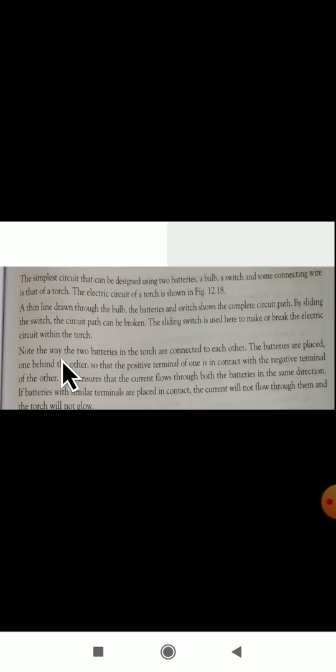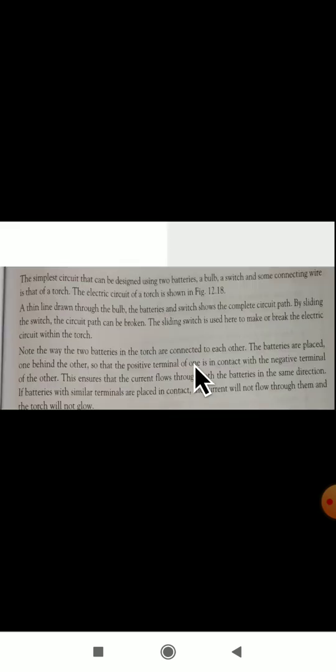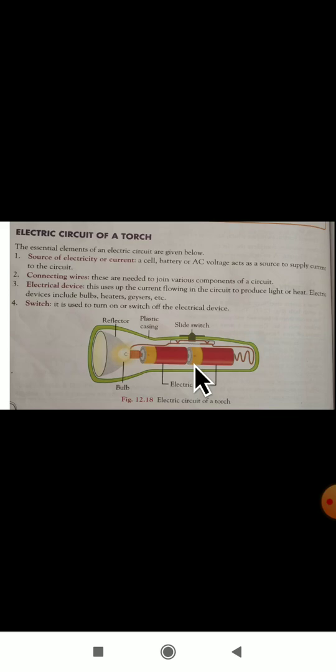Note the way the two batteries in a torch are connected to each other. The batteries are placed one behind the other, so that the positive terminal of one is in contact with the negative terminal of the other. I have already told you the connection of these two cells, positive, negative. Again, to the negative terminal you have to place a positive side, then only the bulb will glow. If you place negative to negative, the bulb doesn't glow here.